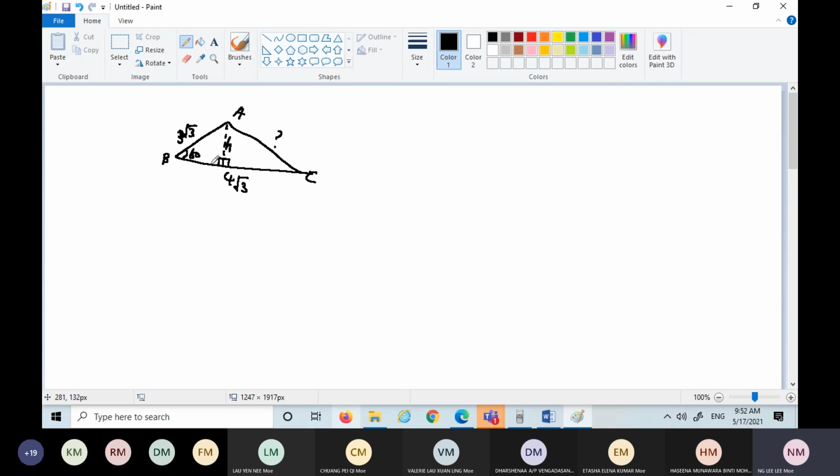Okay, how do I make use of this? For the 60 degree angle, the height here is the opposite. I use another color: this is opposite, and this is the hypotenuse. So O and H, I'm using SOH. Sine 60 degrees is equal to O over H, where O is h and the hypotenuse is 3 square root of 3. Therefore h is equal to 3 square root of 3 times sine 60.